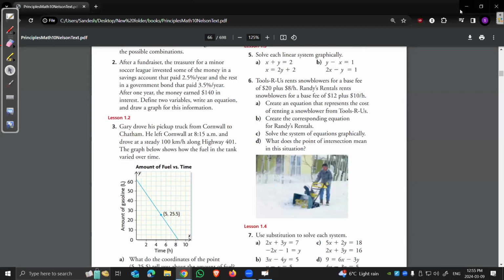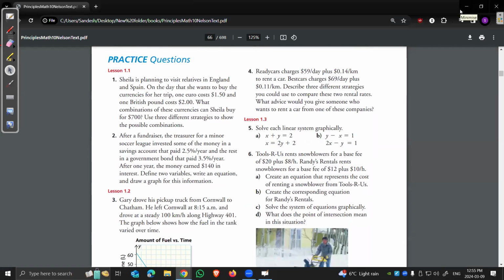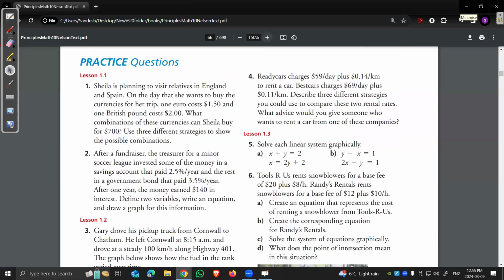Again, if they give you a graph, you don't have to be super precise with it. That's just how it is.